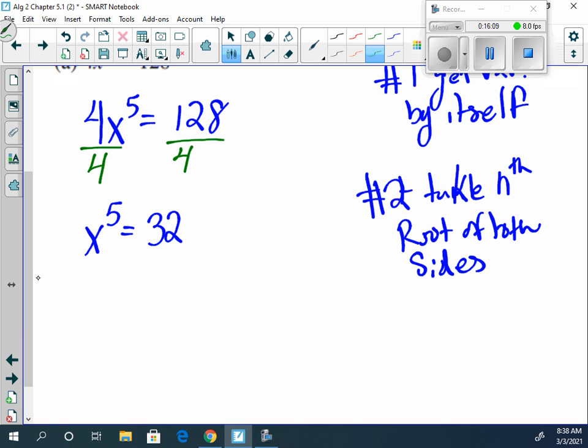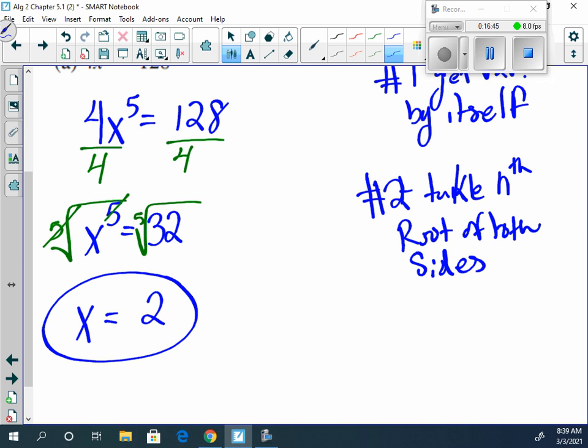Now at this point here, we would do what? Step 2, take the nth root of both sides. So what nth root will I take? 5. Because to get the fifth power, x to the fifth, to simplify down to x, I need to take the fifth root. Because these will cancel out, leaving us with x is equal to 2.